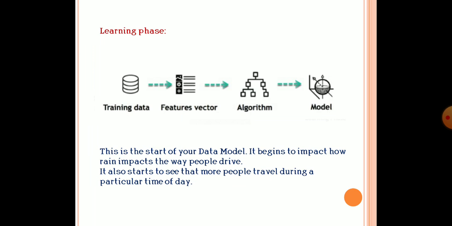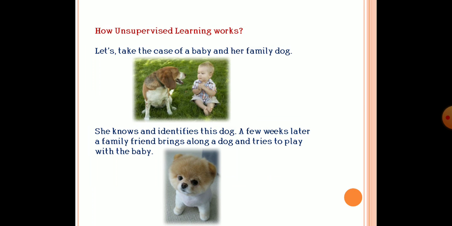Learning phase. In the learning phase, training data goes to features vector, to algorithm, to model. This is the start of your data model. It begins to show how rain impacts the way people drive. It also starts to see that more people travel during a particular time of day.